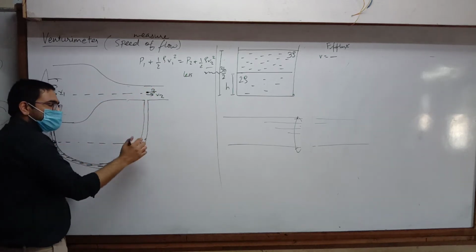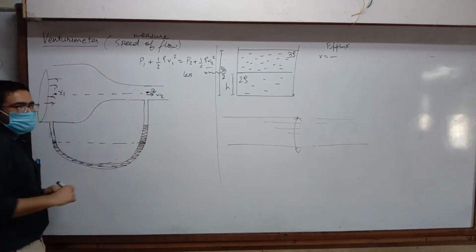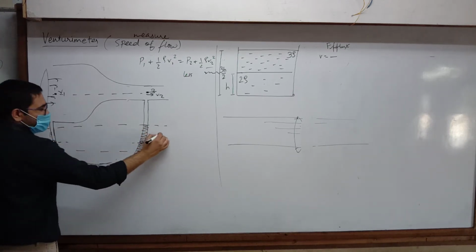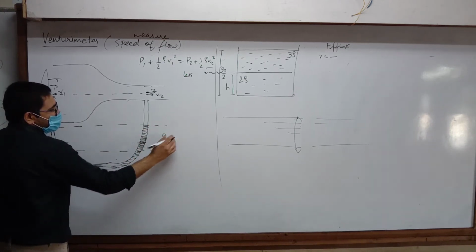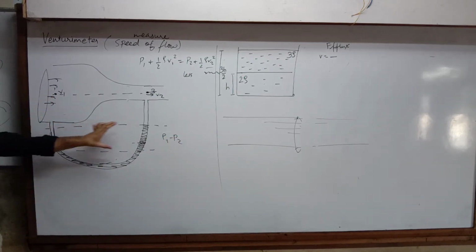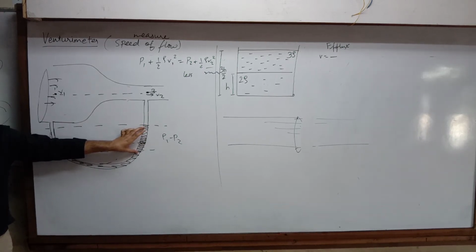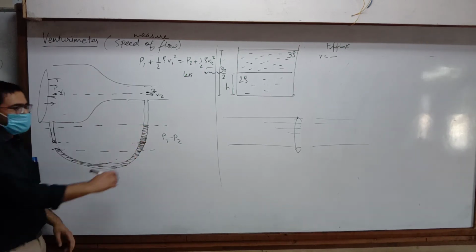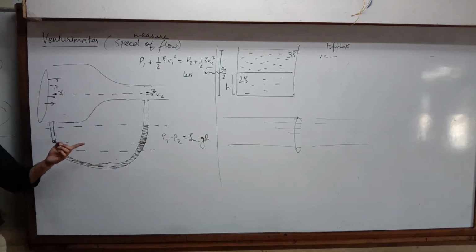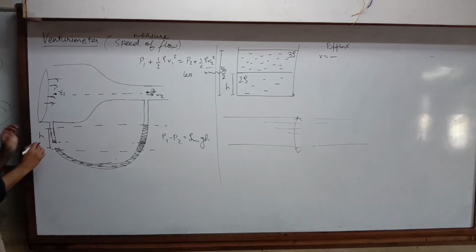So what will be measured? Just like a manometer. Manometer, remember? You just have to measure the difference. Suppose we measure this difference. What does this difference tell you? The difference will tell you the difference of pressure, P1 and P2. Understood the concept? Measuring this difference of height will tell you the pressure difference. P1 minus P2 can be written as rho g h, yes or no? Where h is the height difference. It's the same principle as a manometer.